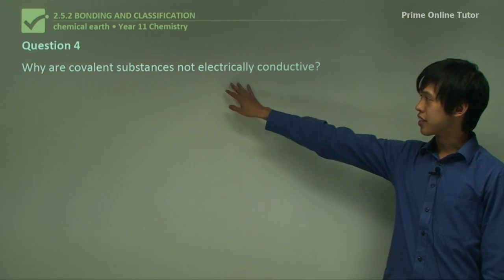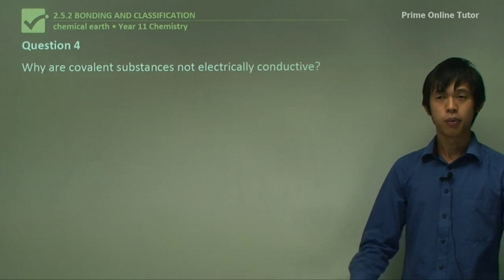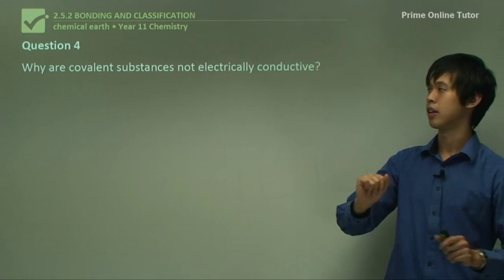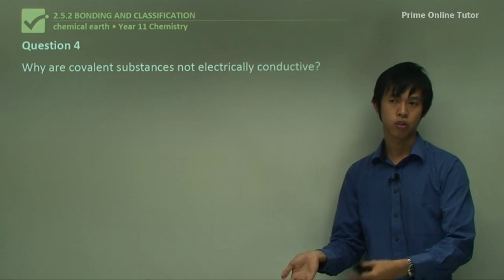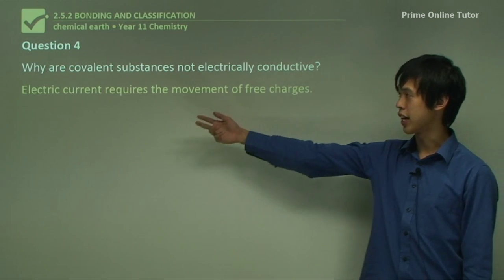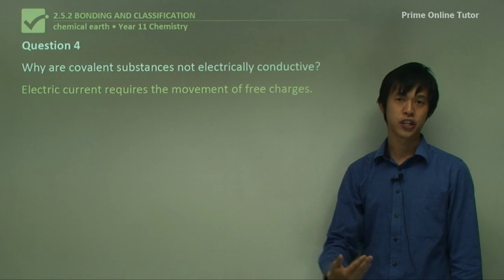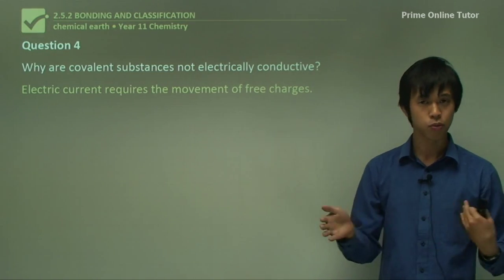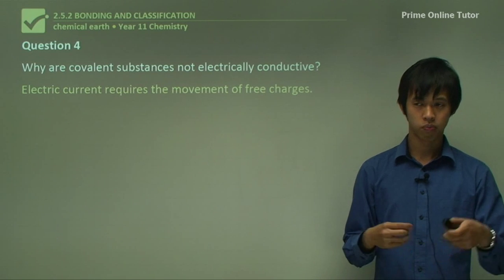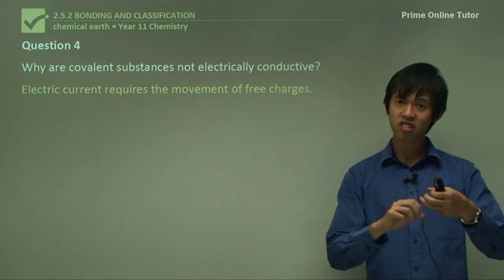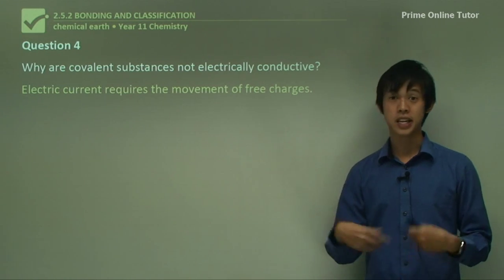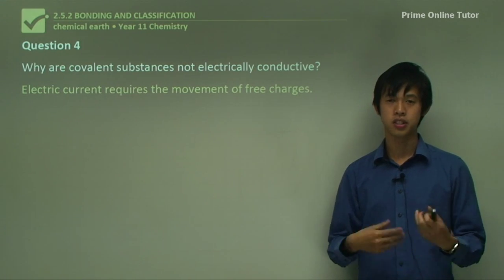And why are covalent substances not electrically conductive? And I'm talking about covalent substances as a whole, with the exception of graphite, not just covalent molecular or covalent network. Well, electric current obviously requires the movement of free charge. It needs electrons moving, or it needs ions moving, or if you're a physics student, it needs positrons moving. Not that we get lots of positrons anyway. But it needs a charge that's moving in order to get electrical current.